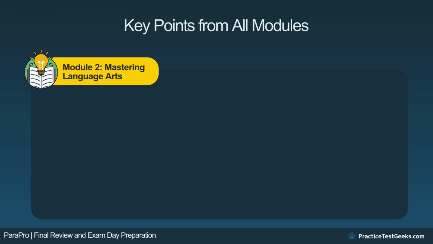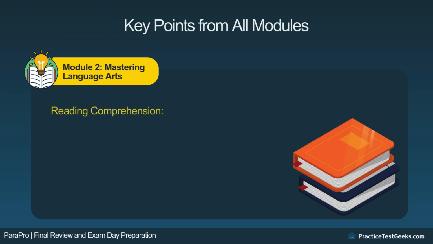Module 2. Mastering Language Arts, Reading and Writing. Reading comprehension. Focus on understanding the main idea, themes, and supporting details in passages. Practice identifying key information, making inferences, and using context clues to determine the meanings of unfamiliar words.